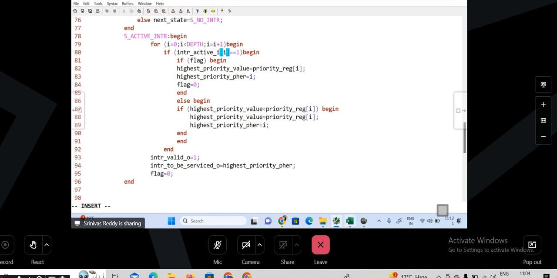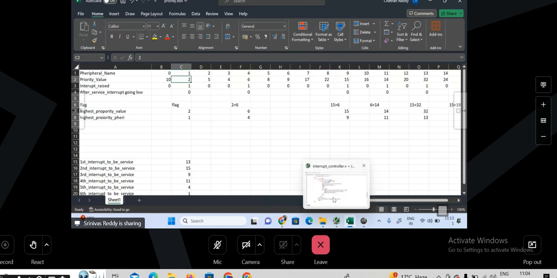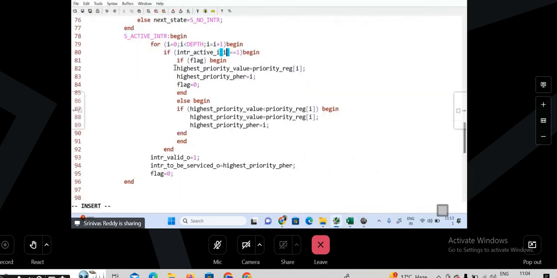It is true, right? 2 is less than 6. Once it is true, what am I doing? Highest priority value is equal to what? Priority of the register. Now, this value is nothing but 6. Its index value is nothing but 4. Now, highest priority peripheral is nothing but 4. Did you understand?